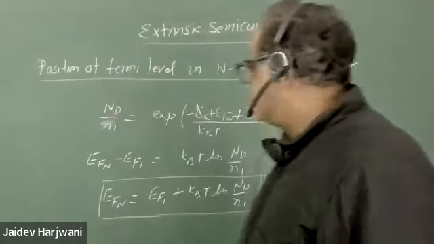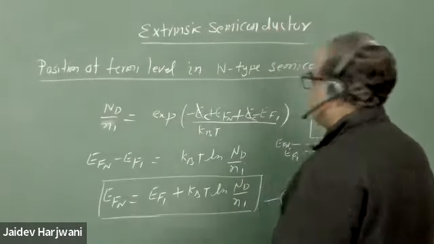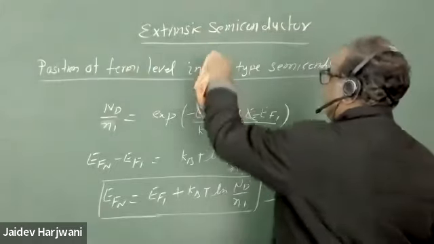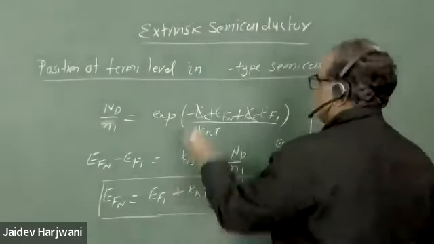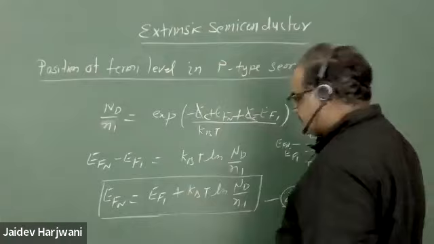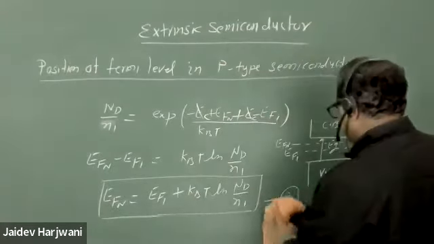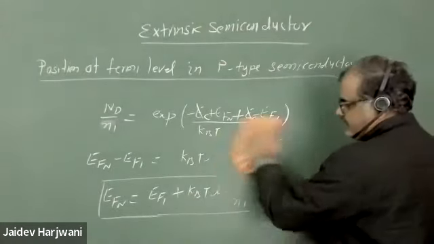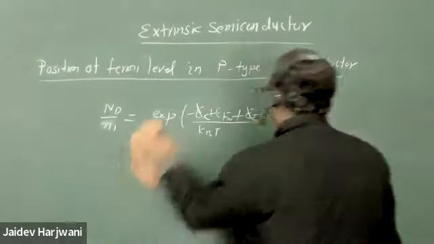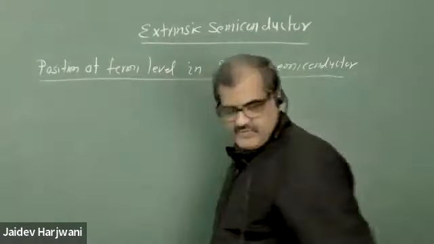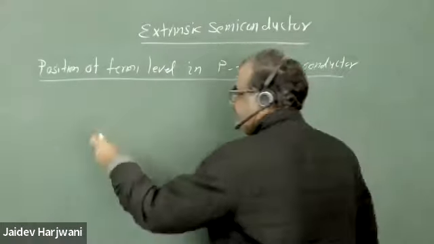Okay, now position of Fermi level for p type of semiconductor. So similarly now we can find, so these are two formulas for n type. Now the same we can do for p type, and we can calculate the position of Fermi level for p type.